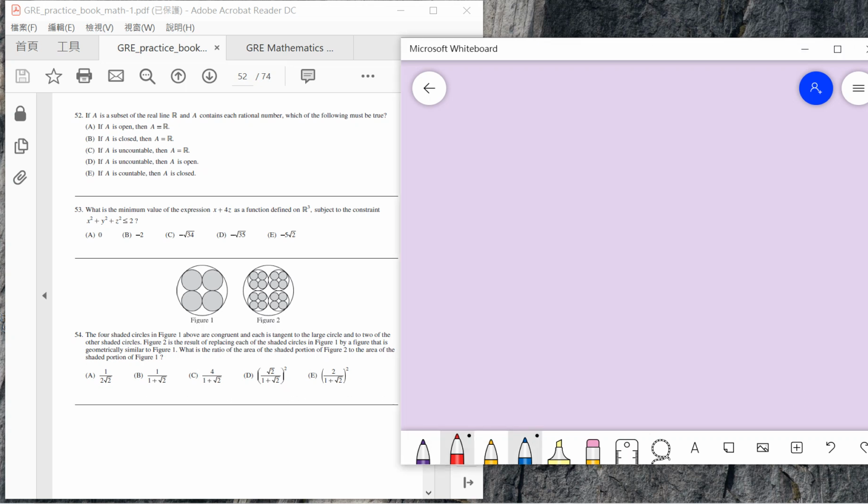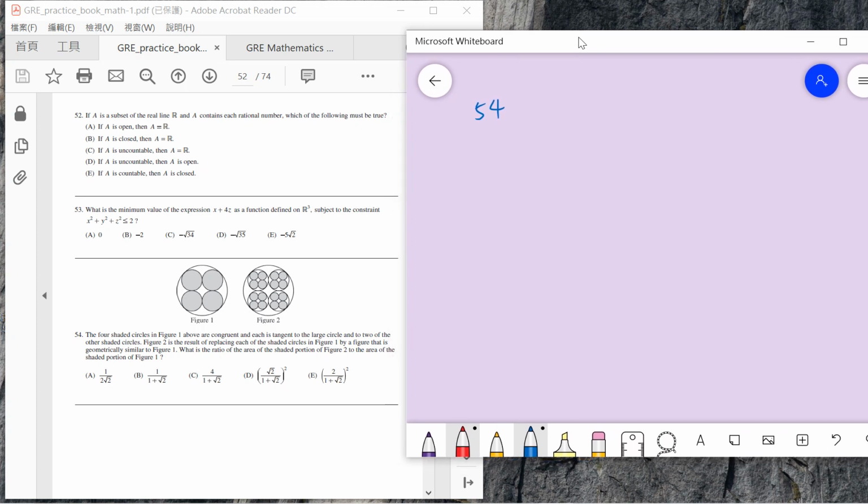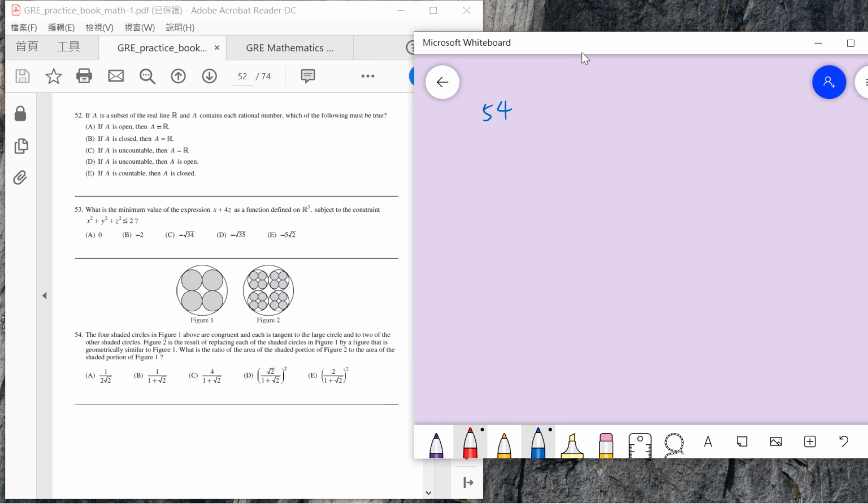Okay, so number 54. The question is long, so you can read it by yourself. The four shaded circles above are congruent and each tangent. It asks for the ratio of the shaded area of figure 4 to the shaded area of figure 1. Shaded area is the black area.